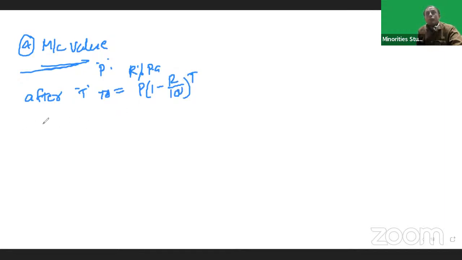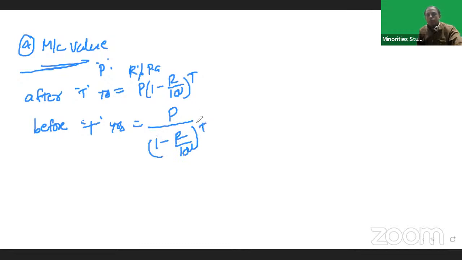So the machine value before T years is equal to P by (1 minus R by 100) whole power T. So please note down.